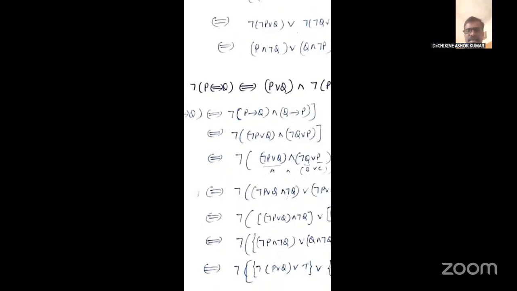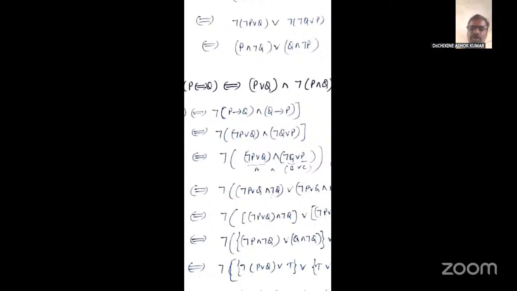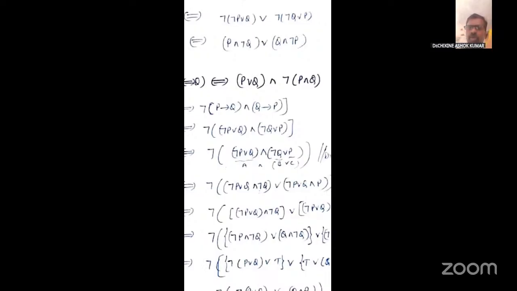Next, again what is P implies Q? Conditional property: P implies Q is negation P union Q. Negation P union Q intersection. Again what is Q implies P? Negation Q union P. So here I got a combination of two propositions: negation P union Q intersection negation Q union P.